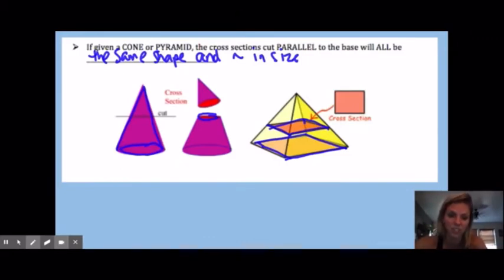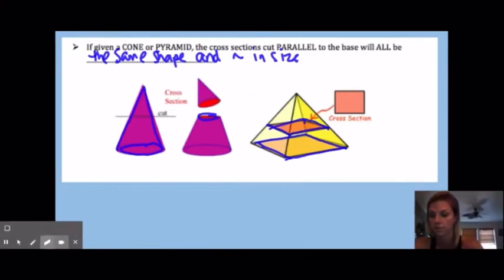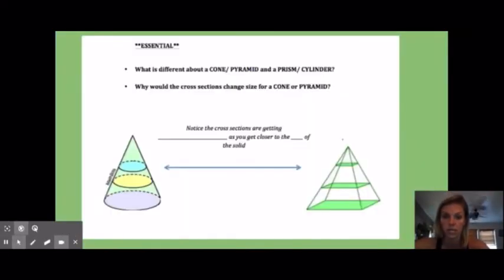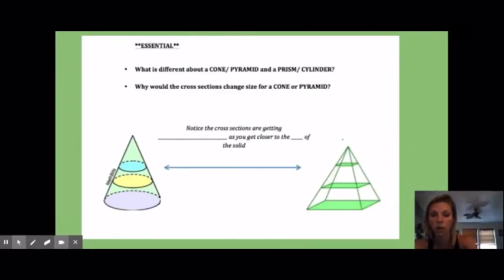This cross section here is the same shape, but it gets smaller as it goes. Okay. So what's different about a cone, a pyramid, and a prism and a cylinder? Again, for a cone or a pyramid, the cross sections change size because it gets smaller as it goes up. That's what we're going to write, because it goes to a point.